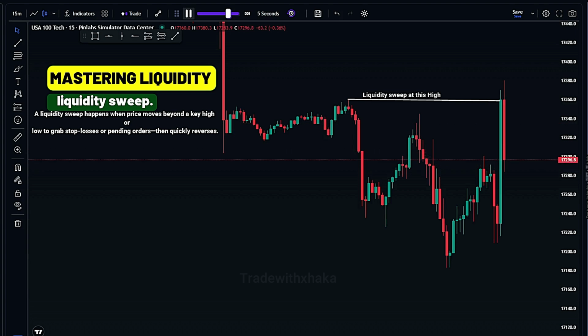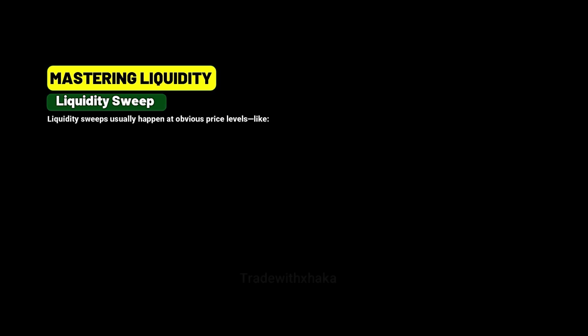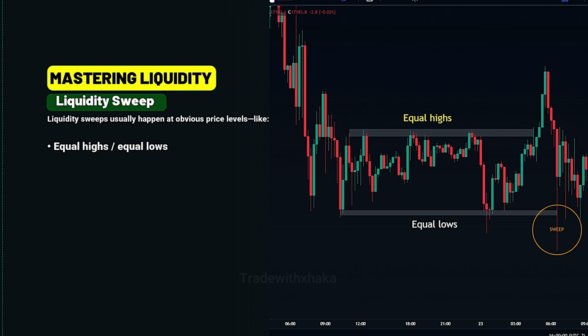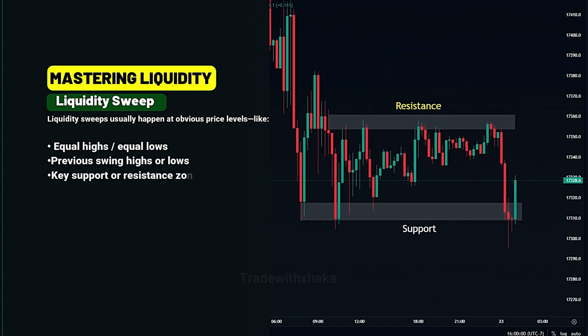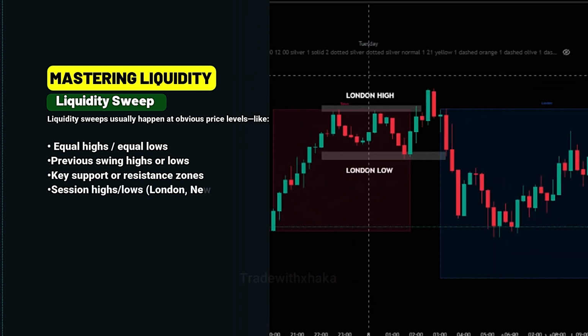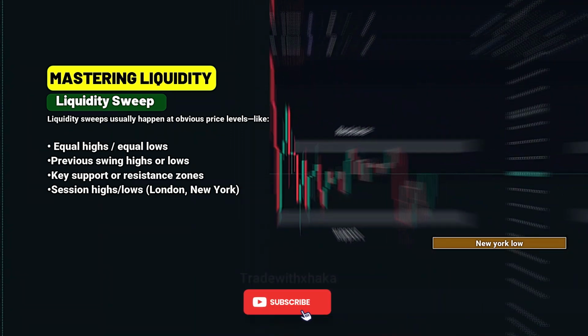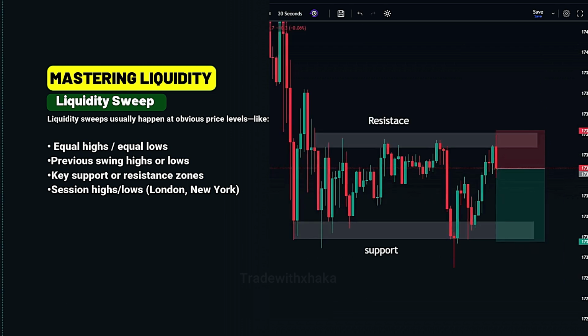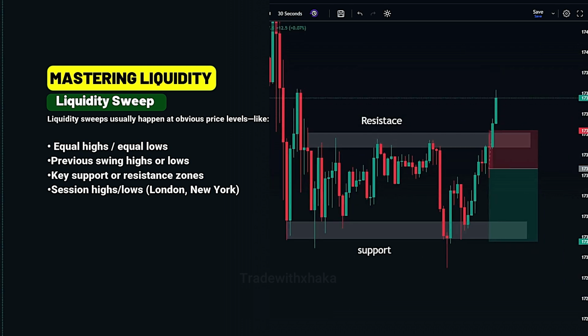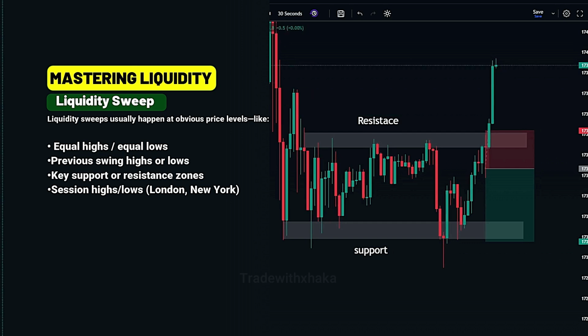They can't just market buy or sell millions. They need to trigger other stop losses to feed their position. So a liquidity sweep usually happens at obvious price levels, like equal highs and equal lows, previous swing highs and lows, key support or resistance zones, session highs or lows. By sessions, I mean London and New York. Retail traders love those levels, like me and you. And guess what? So do institutions, just for different reasons. They use them to hunt liquidity, but we use them as the place for our stop loss. So we need to stop doing that.